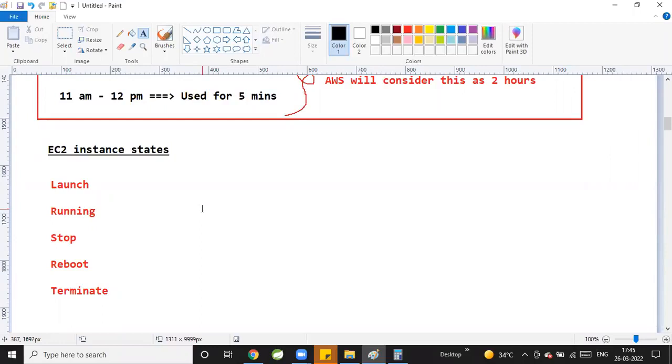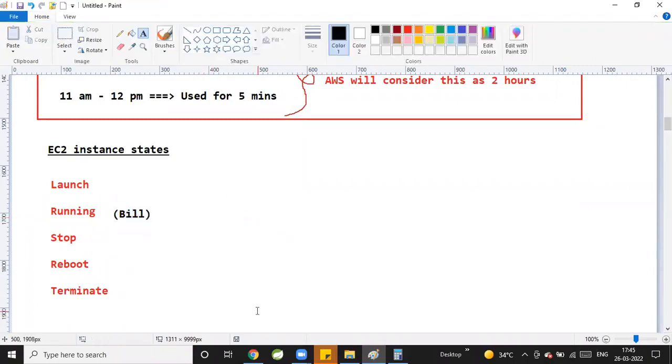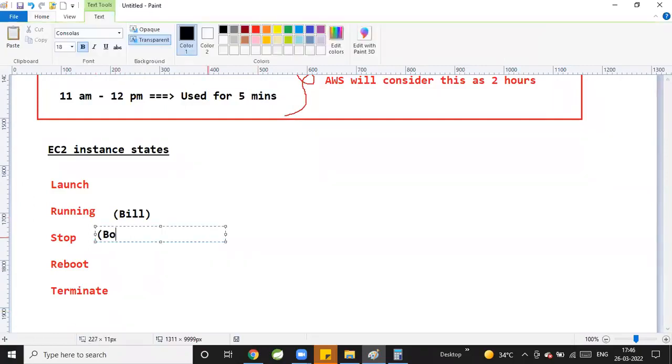Launch, running, stop, reboot, terminate. Whenever your instance is running, it will be under bill. If your instance is in stop state, then no bill for that. If it is running, then only the bill will be considered. Terminate means destroy or kill. Terminate means killing the instance. We are removing that instance from our EC2.